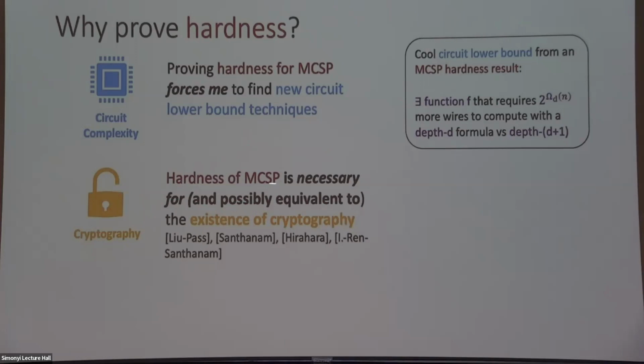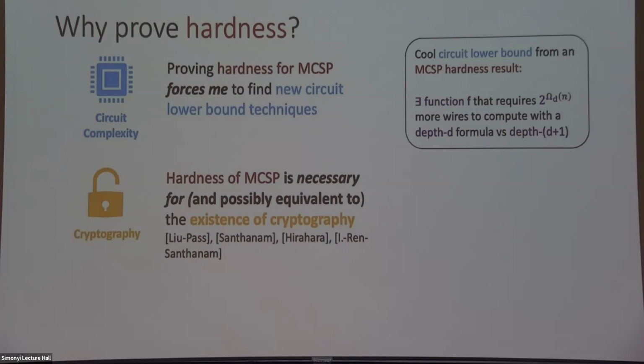Yeah, I guess maybe I should just say intractability of MCSP. That would be better. So intractability of MCSP is necessary for the existence of cryptography. So if you would like to come up with some foundations of cryptography assumption that would imply one-way functions, whatever assumption you use also needs to imply the intractability of MCSP.